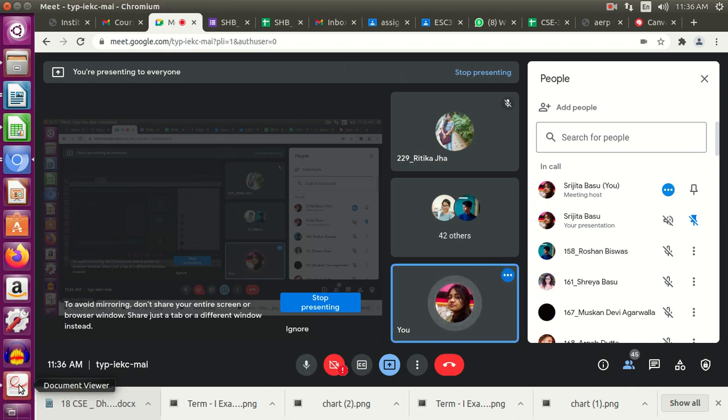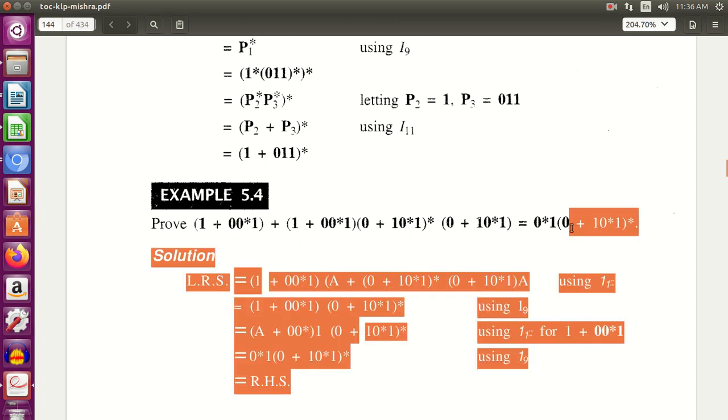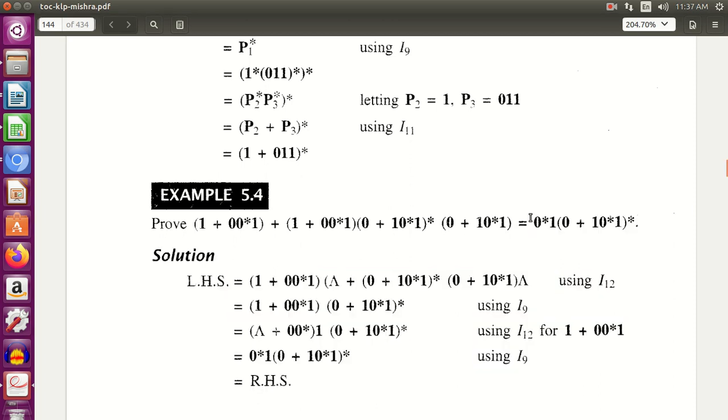Sorry for the interruption, students. So basically this is the first question that we are going to see today. You have to prove that this entire regular expression is equal to this part. This LHS equal to RHS we have to prove.